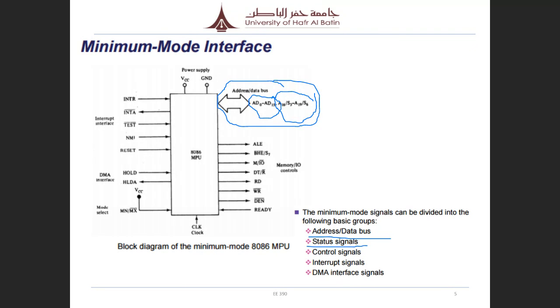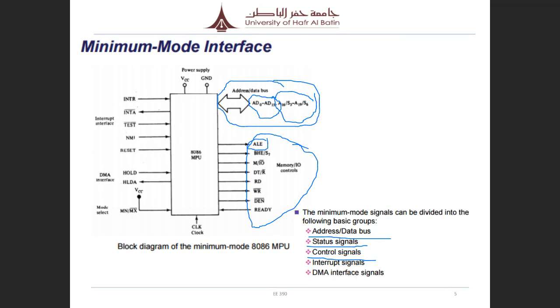Then another group is called control signals. You can see these are the control signals, memory or input output control signals. Look here, we have a few pins. One is called ALE. What does it mean? We'll discuss it later. And one is called BHE with a bar, bank high enable, or S7. So this pin can work for BHE, and it can also work for status signal 7.